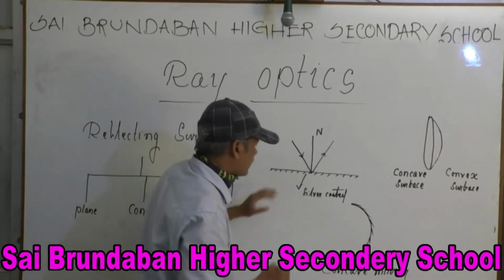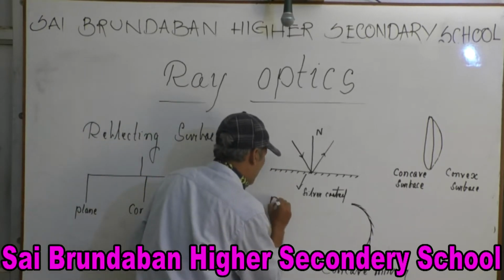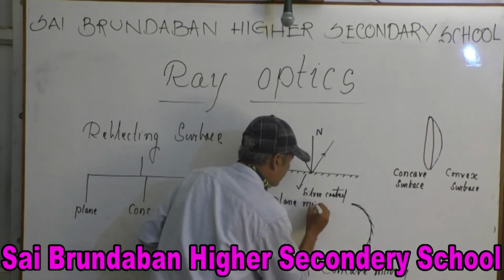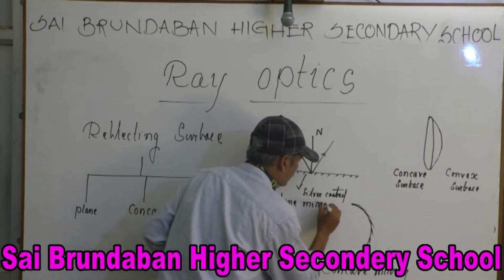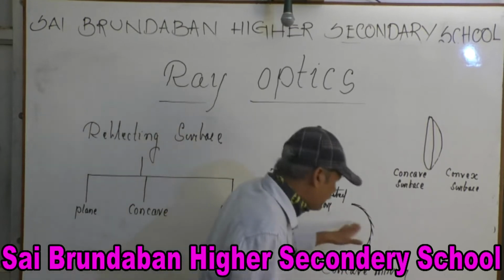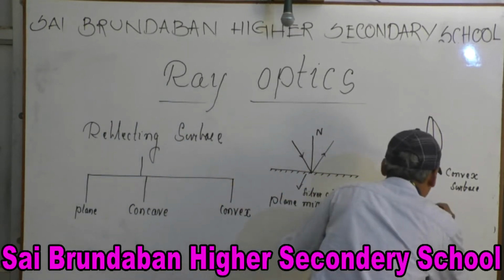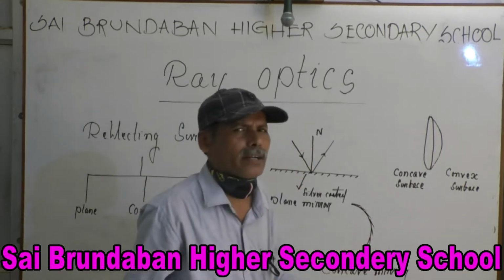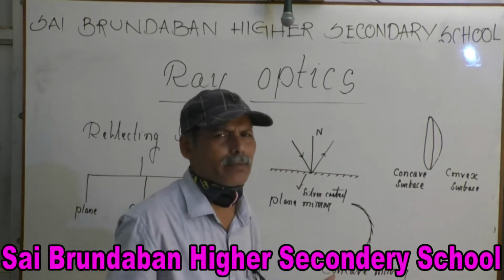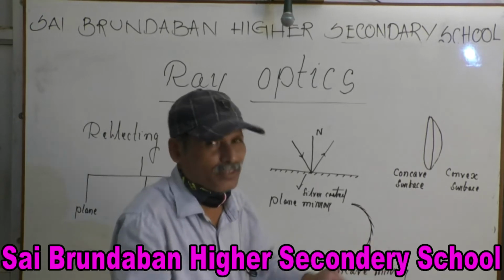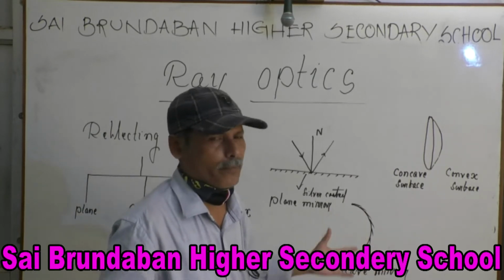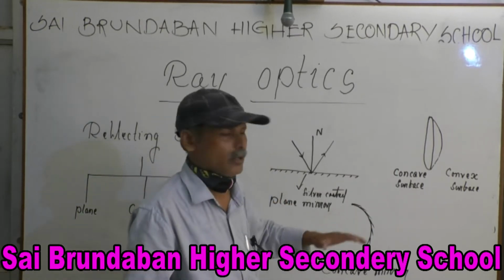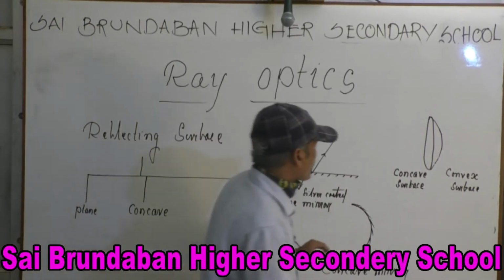And this is plane mirror. Similarly, you take another part of a spherical mirror. Spherical mirror, what you said before. This is a plane mirror. This is a spherical mirror, a part of a sphere.